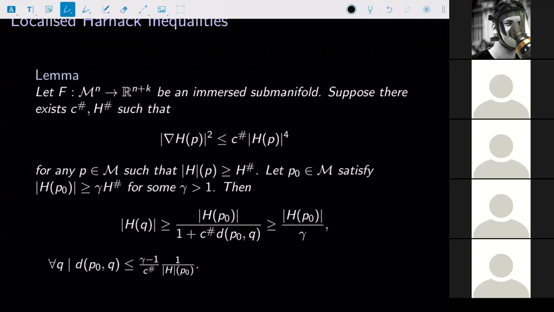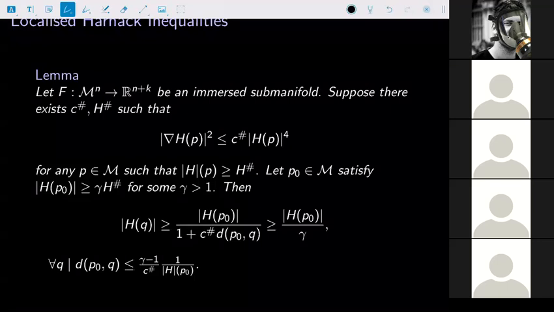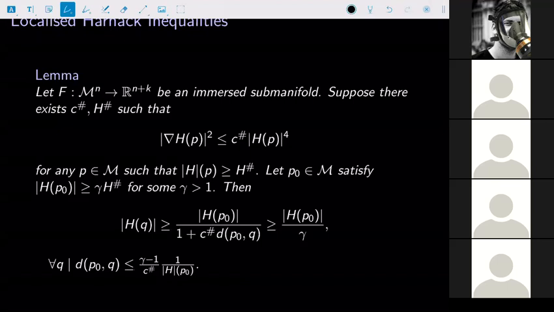If you have a pointwise gradient estimate for the mean curvature flow, then you can integrate along geodesics and compare the size of the mean curvature at different points, depending on the distance from each other. So what this means is that for the blow-up limit of the flow, if you have a region of large curvature, then in the submanifold you actually have a large region of large curvature as well. So you don't just get a spike of large curvature, but you get a whole neighborhood of large curvature.